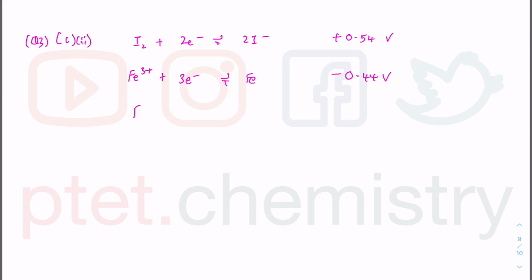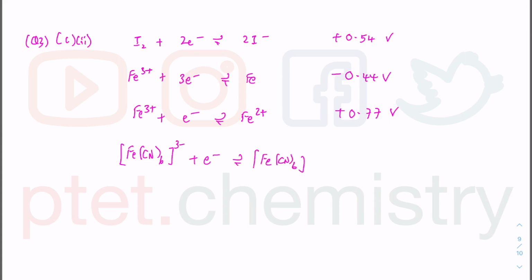Then I also have another one. Oh no, sorry, the one below it is actually Fe3+ plus electron going to Fe2+, that is plus 0.77 volt. Which other one am I looking at? Something that has got Fe3+ in it. Okay, the other one is Fe(CN)6 3- plus electron going to Fe(CN)6 4-, and this is plus 0.36 volt. So we look at what happened there.